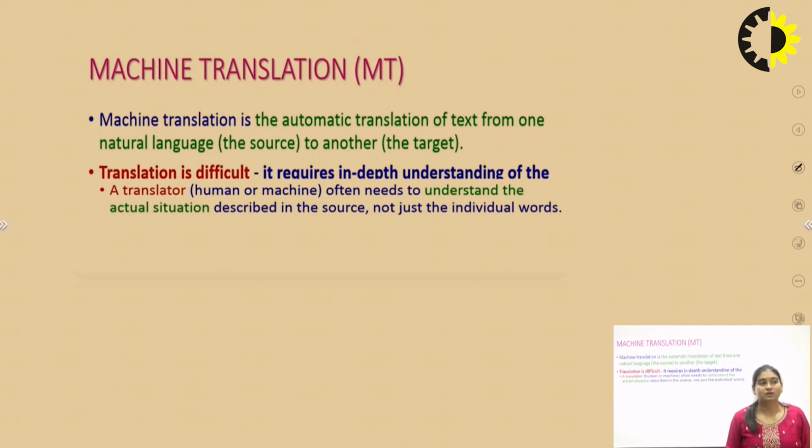Translation is very difficult, and it requires in-depth understanding of the language. A translator, whether a human or a machine, often needs to understand the actual situation which is described in the source, not just the individual words. Sometimes the words are saying something else and the situation is something else. So in what context the words are used is very important to understand, that these sequences of words are used in these particular ways.